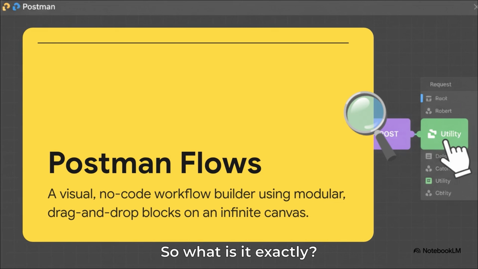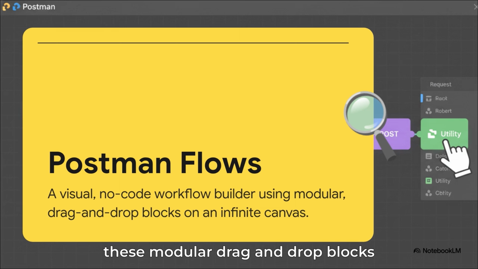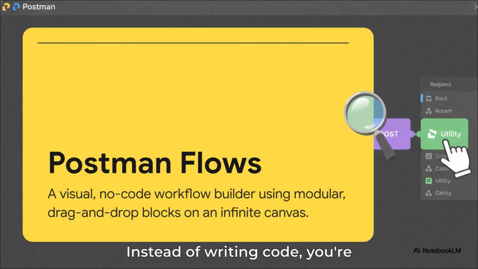So what is it exactly? At its core, Postman Flows is a visual, no-code workflow builder. It takes static API endpoints and turns them into these modular, drag-and-drop blocks on an infinite canvas. Instead of writing code, you're building workflows where you can see exactly how requests connect, how data transforms, and how the entire system interacts in real time. So the crucial point is that it completely bridges the gap between reading a technical specification and actually executing operations.